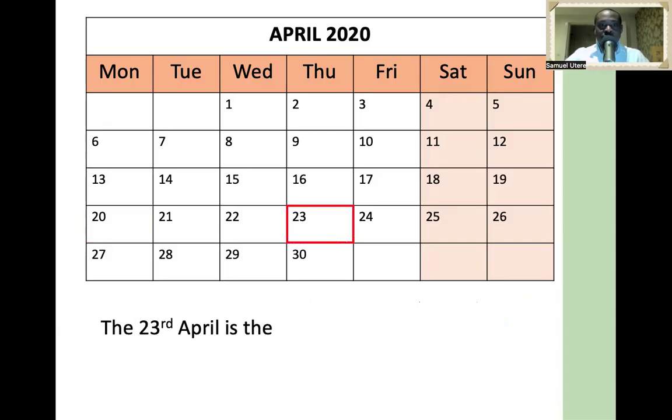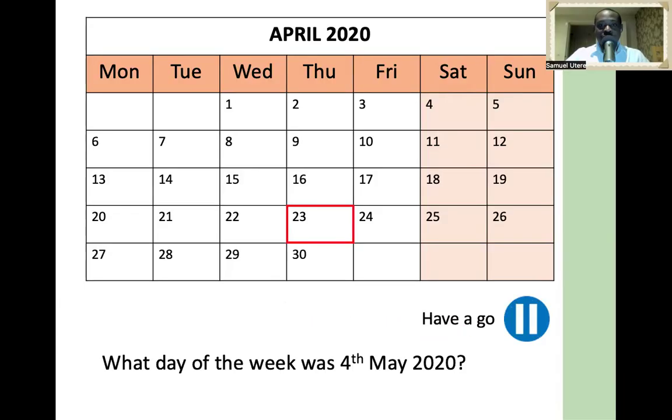What about Thursday? What can you say about this date? If you count, you will see that we have 1, 2, 3, 4. So we can say the 23rd April is the fourth Thursday in April. So by now, you know how to read a calendar. Of course, you may have known it. If not, then this is a good point at which you can really practice reading your calendar.